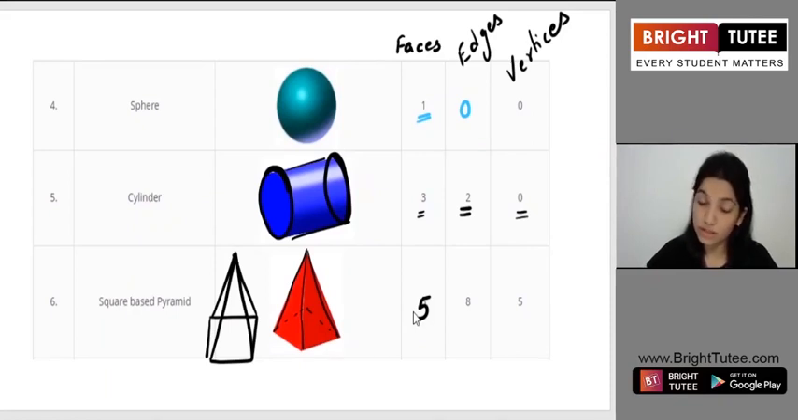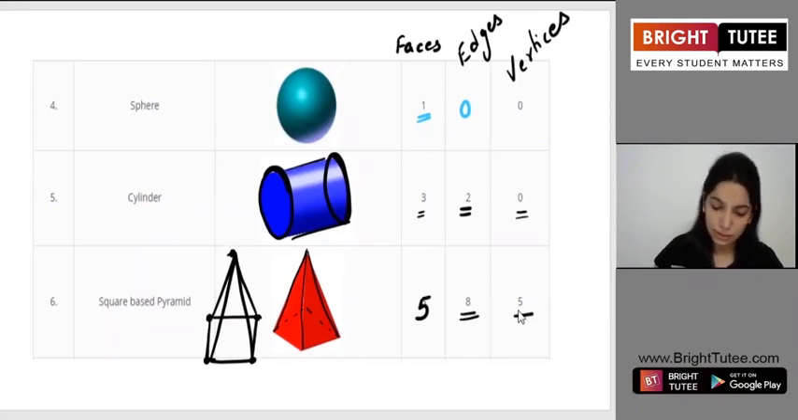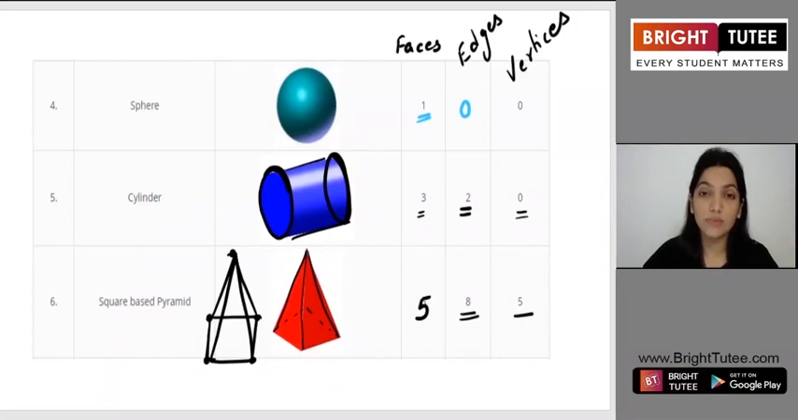Now the number of edges it has got. So 1, 2, 3 and 4, 4 edges for the bottom face, and then for the triangular walls 1, 2, 3 and 4. So total number of 8 edges are there in a square based pyramid. Now the vertices. So clearly 4 vertices we can see at the bottom face and 1 at the top. So total are 5 vertices. I hope this is clear how we are required to calculate the faces, the edges, the vertices.